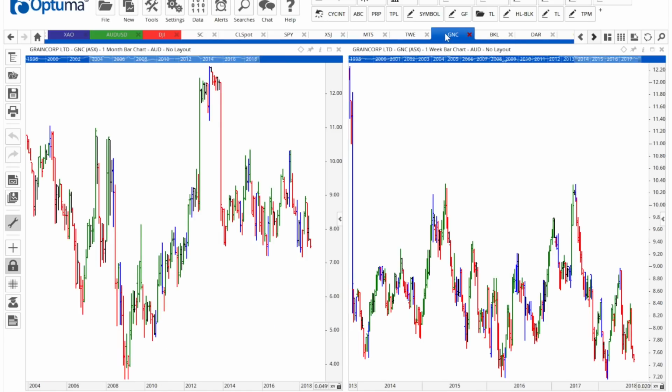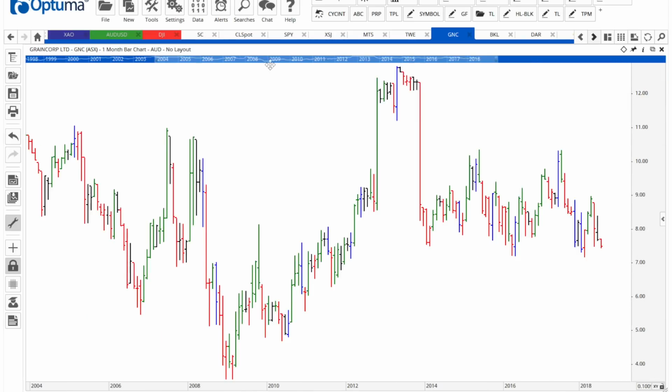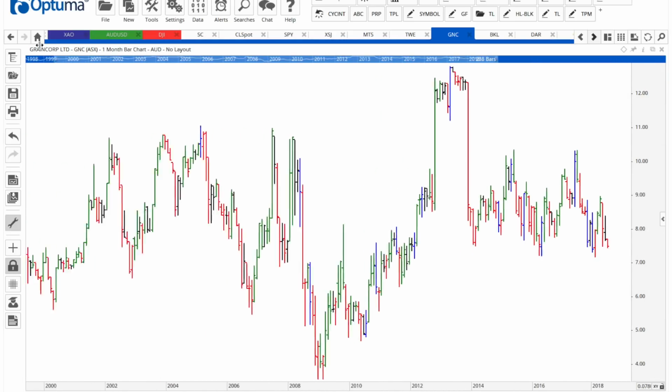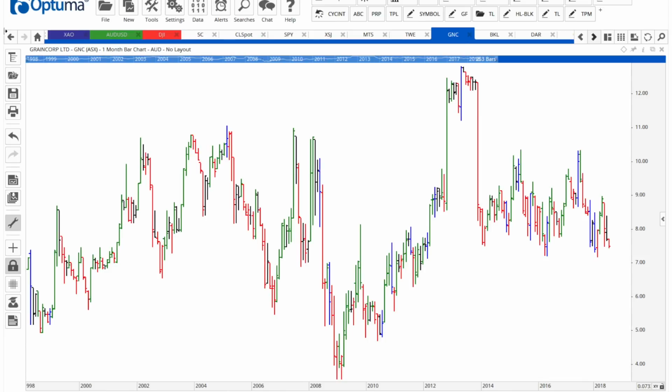GNC is an interesting stock, obviously, with GrainCorp, a really volatile sort of stock. You can see here on the left and the right, really volatile all the way through, in terms of how do you get into it, how do you get out of it and how do you actually make money, and that's really short-term trading. And you can see here it's very sideways, and this is more of a cyclical stock.